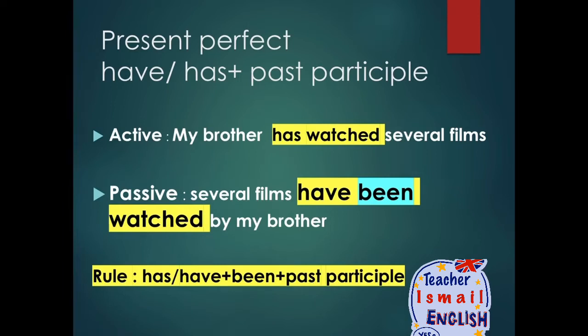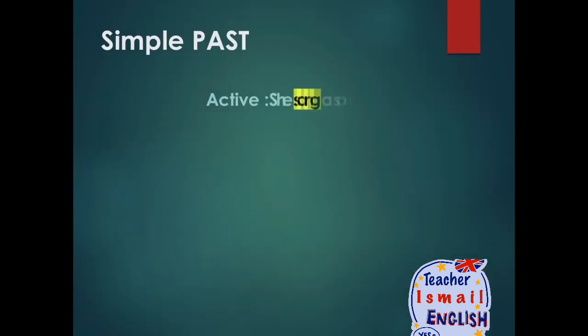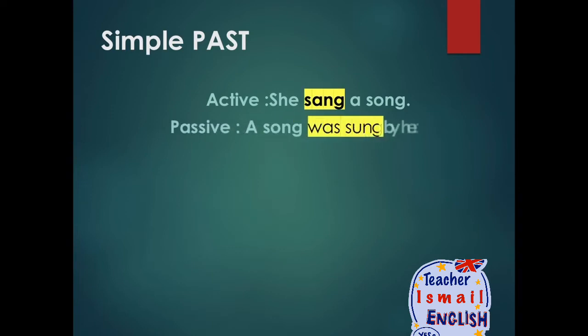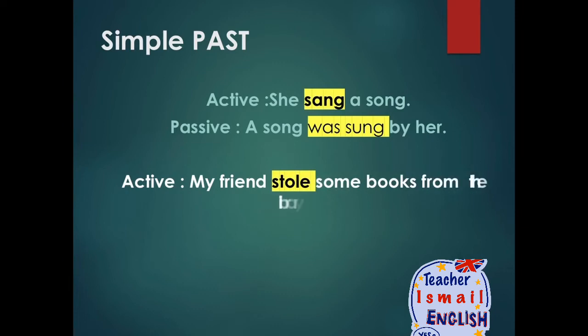The past participle. Another tense, we have the simple past. Simple past is also so easy. We can try to revise the regular verbs and irregular verbs. What are the verbs where we add ed? What are the verbs where we should add ied? Irregular verbs, etc. So we have, she sang a song. In the passive, we can say, a song was sung by her.